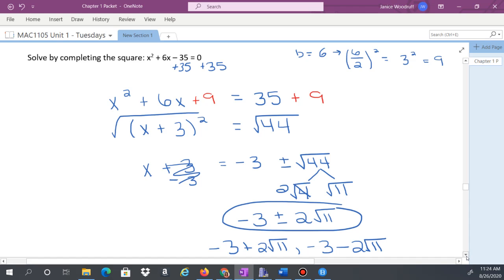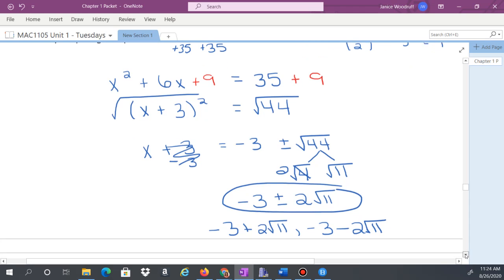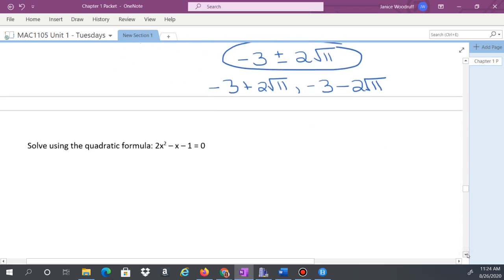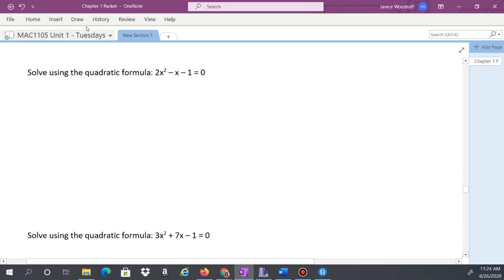All right, so that's completing the square. We'll do another practice problem in the practice. Now we've got the quadratic formula. You guys remember that one?